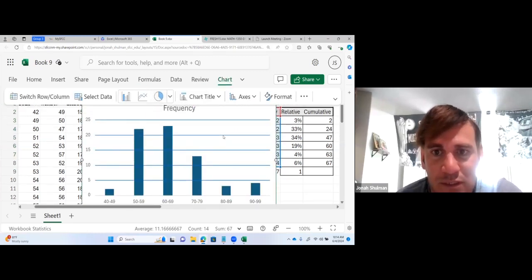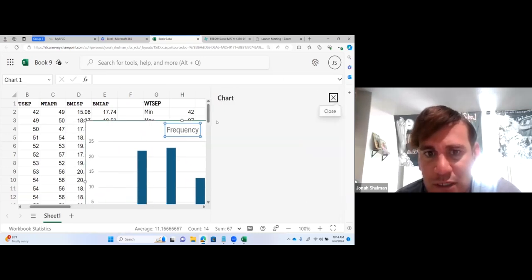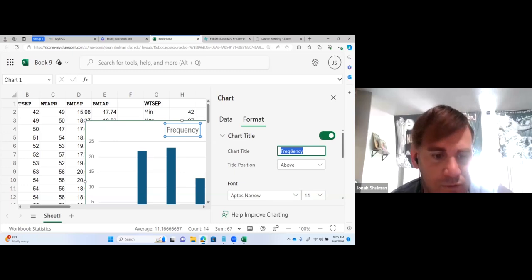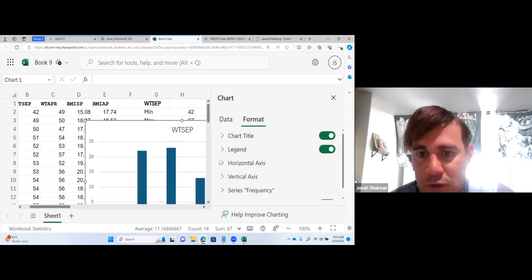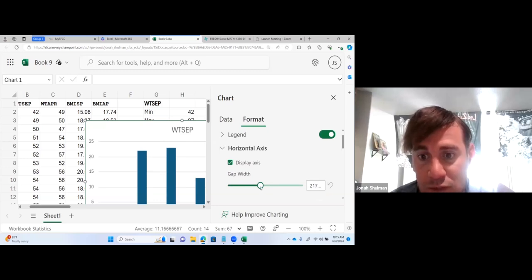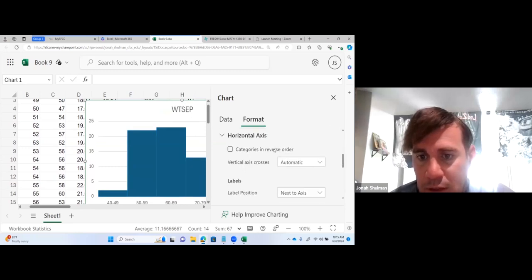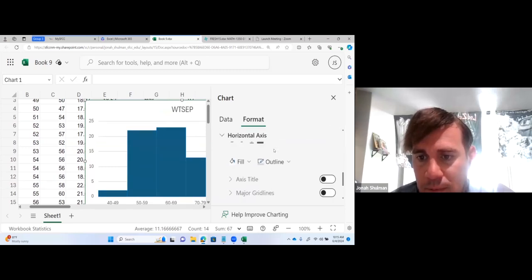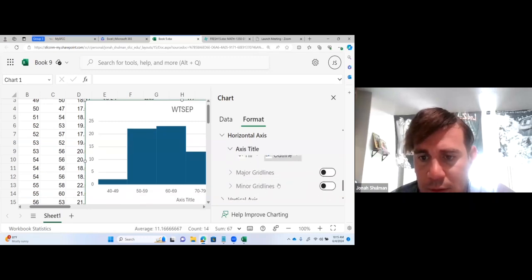Now, how to make this into histogram? Well, the first thing is it's not just a frequency. We can change our title. It's WTSEP, whatever that is. We shouldn't use an acronym, but I don't know where we got this from. So I'm just going to change that. And you're supposed to always label your axes. Oh, and you see a horizontal axis? It's not a histogram unless they're touching. So if I get rid of the gap, we see it's all touching. We just turn on a title for this guy. And then I'm going to turn on a title for the vertical axis.